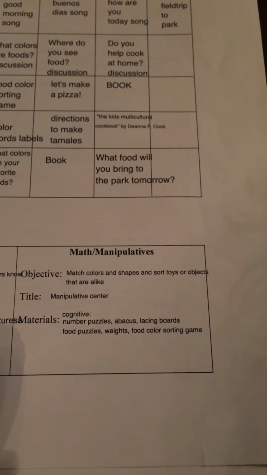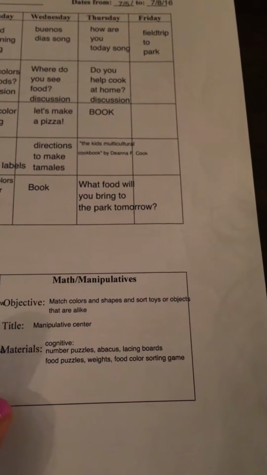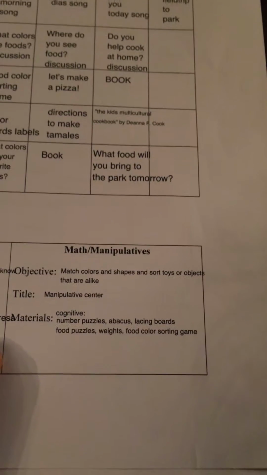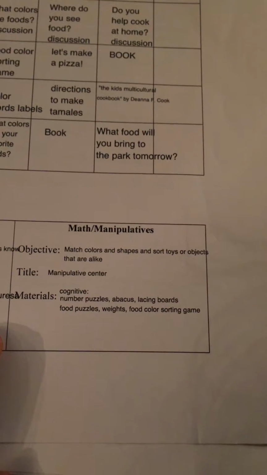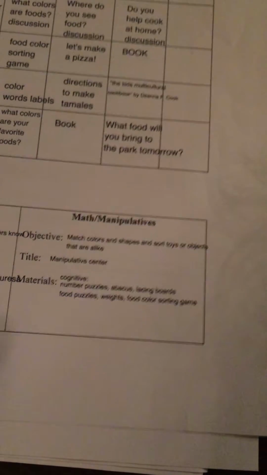So for my Math and Manip Center, my objective would be to match colors and shapes and sort toys or objects that are alike. So this would be my objective for the children. The materials I would use would be number puzzles, the abacus, lacing boards, food puzzles, weights, and the food color sorting game.